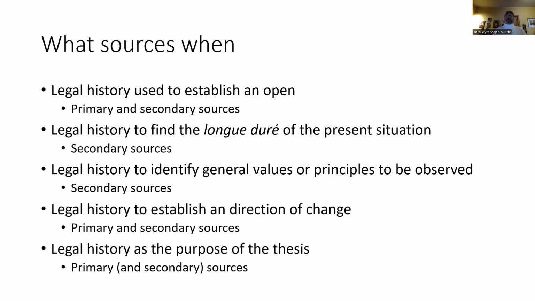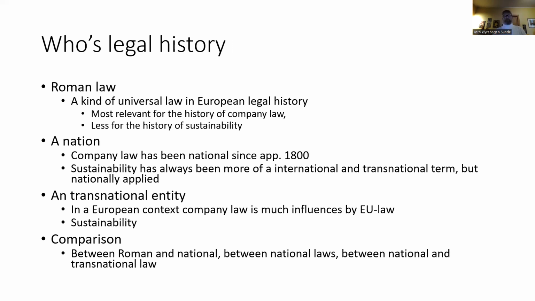If you write legal history to establish a direction of change, then you use both primary and secondary sources. You can use both, because then we're talking about immediate legal history. And as I said, in immediate legal history, you often use the same legal sources as legal historical sources as you use to determine what is law today. That's the kind of sources you're very well competent to work with. So no problem using primary sources then. And if legal history is the purpose of your thesis, then you work primarily with primary sources. You can also work with secondary sources, but primarily primary sources.